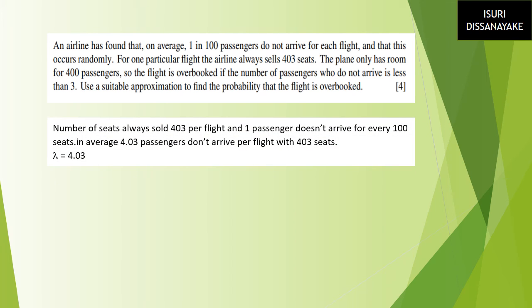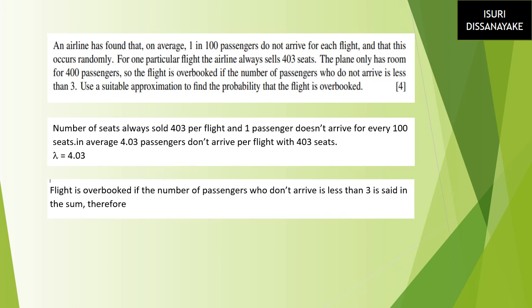Let me summarize the sum. Number of seats always sold is 403 per flight, and one passenger doesn't arrive for every 100 seats. So if one does not arrive for 100, then for 403 seats, 4.03 passengers don't arrive. So it's clear, it's ratios. 1 for every 100, then 4.03 for 403 seats. So in this case, the average lambda value is 4.03.